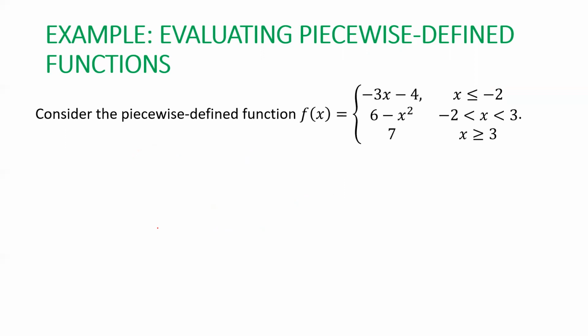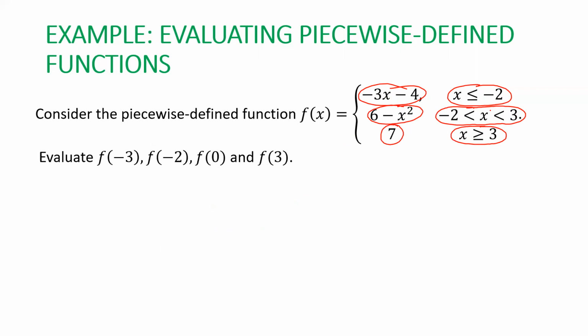Let's have another example. Let's consider the piecewise defined function f of x equals negative 3x minus 4 defined on the interval x is less than or equal to negative 2, and then 6 minus x squared defined on the interval negative 2 up to 3, exclusive of negative 2 and exclusive of positive 3. And then f of x equals 7, which is defined on the interval x is greater than or equal to 3.